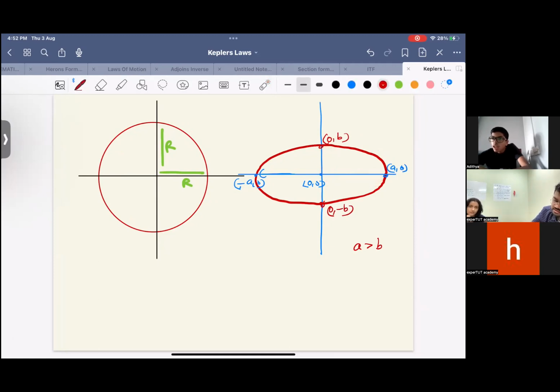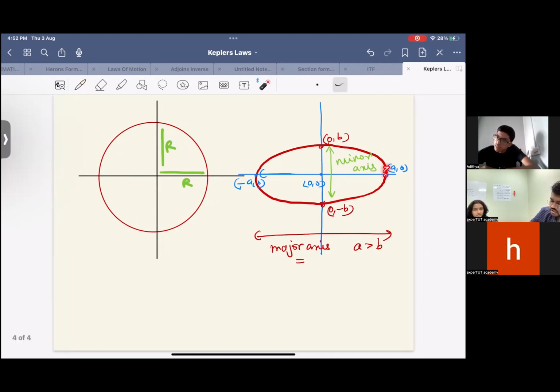This length is called the major axis of the ellipse, and consequently this is the minor axis. What is the length of the major axis? This point is a, 0 and this is minus a, 0, so the length is 2a. Suppose this point was 5, 0, then the length is 2 into 5. And the length of the minor axis will be 2b. Understood?